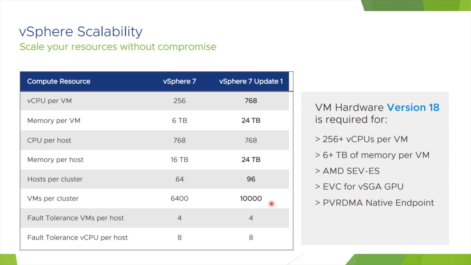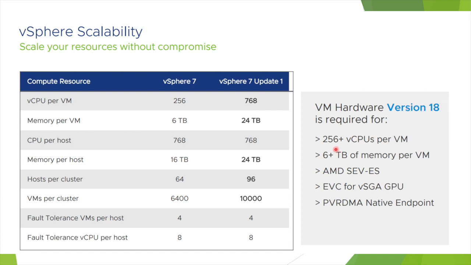There's no change with fault tolerant VMs and fault tolerant vCPUs per host. Now, to be able to use any value above the vSphere 7 standard values which you are seeing here, sorry, I'm trying to track my mouse, you need to be running hardware version 18.